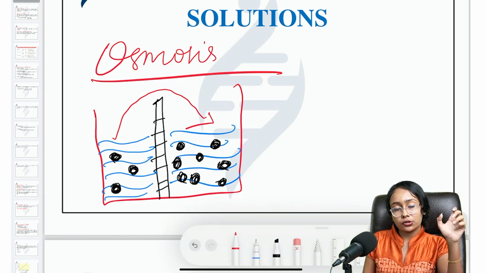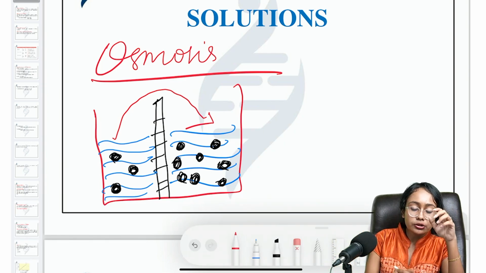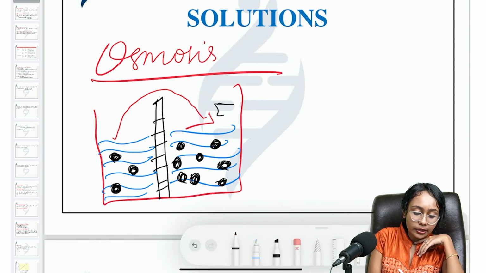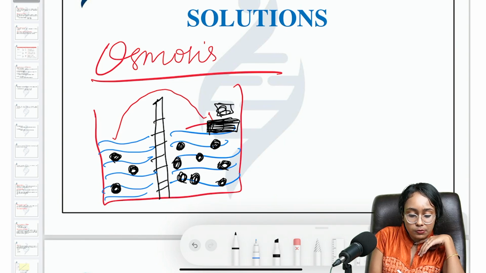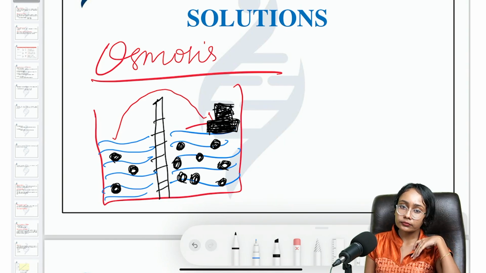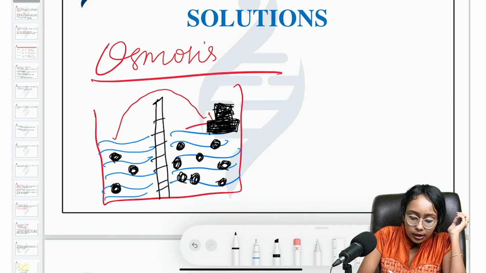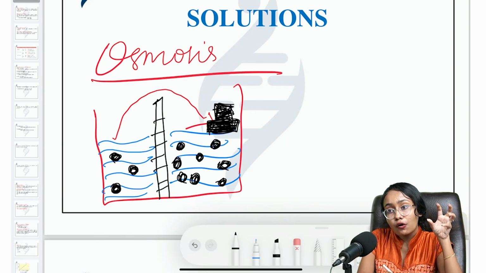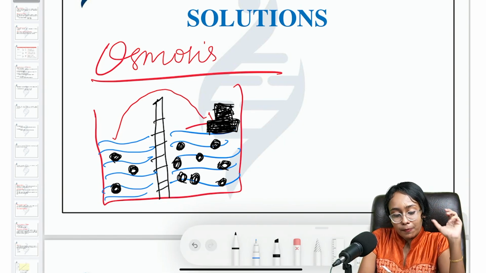How can we stop osmosis? Just apply a pressure to the high concentration area. That pressure is called osmotic pressure. Osmotic pressure is a pressure by which we can regulate, control, or block osmosis. It is applied to the region of high solute concentration. Clear?